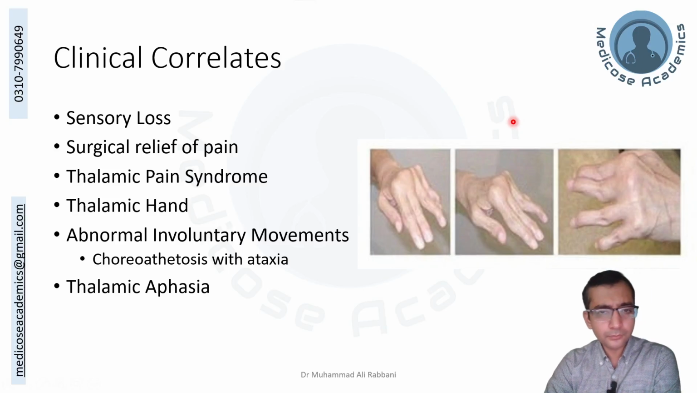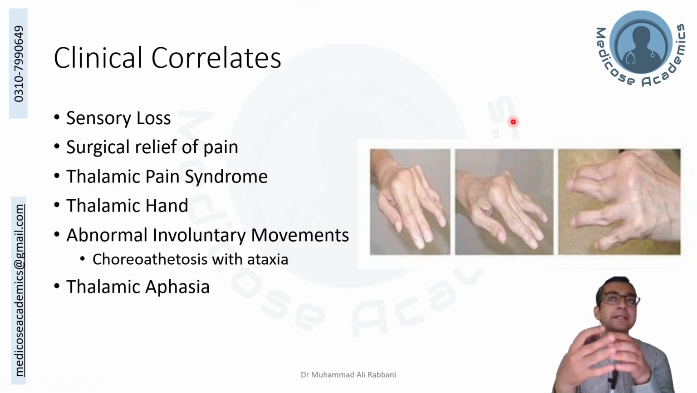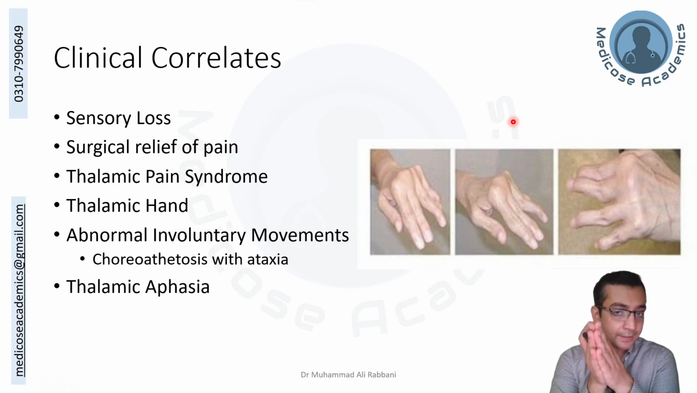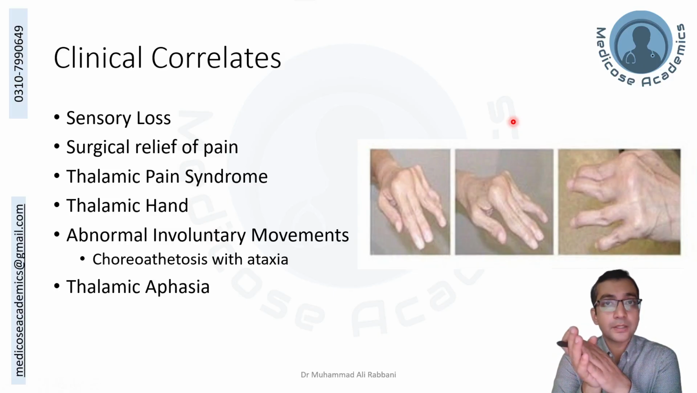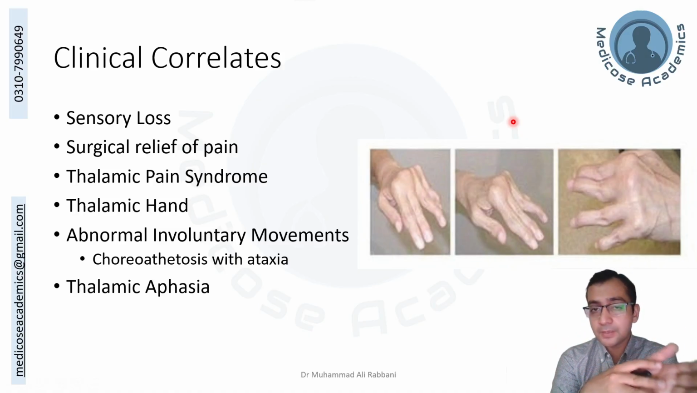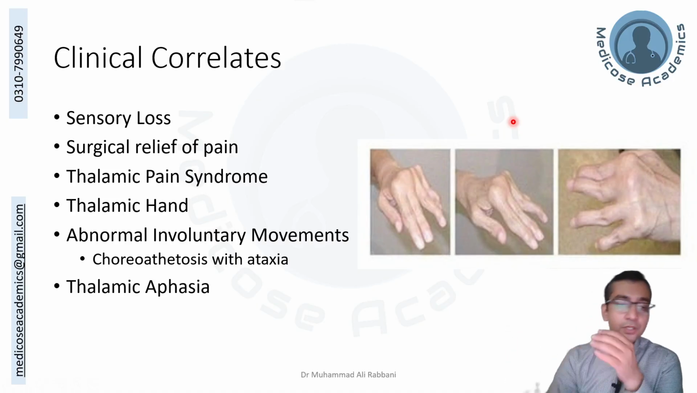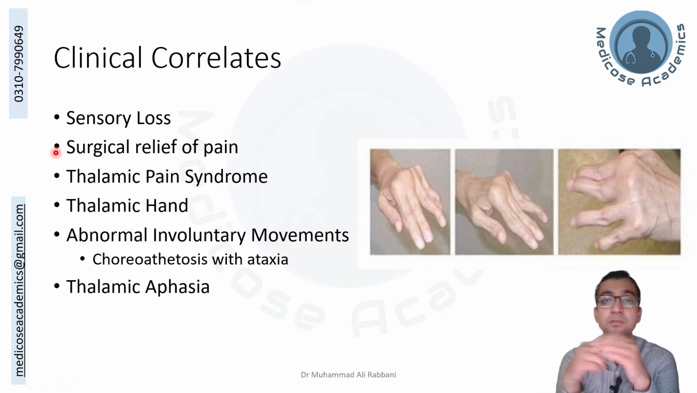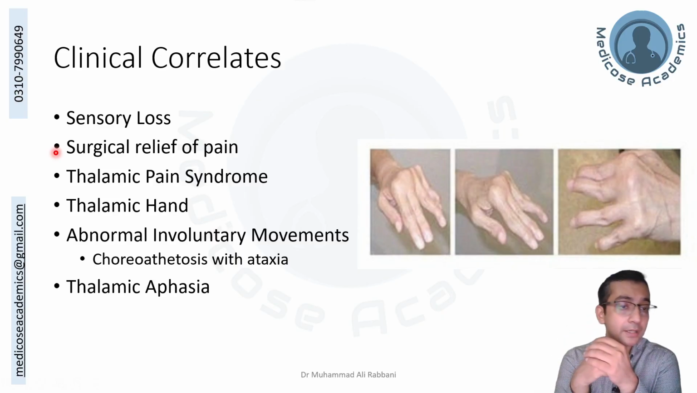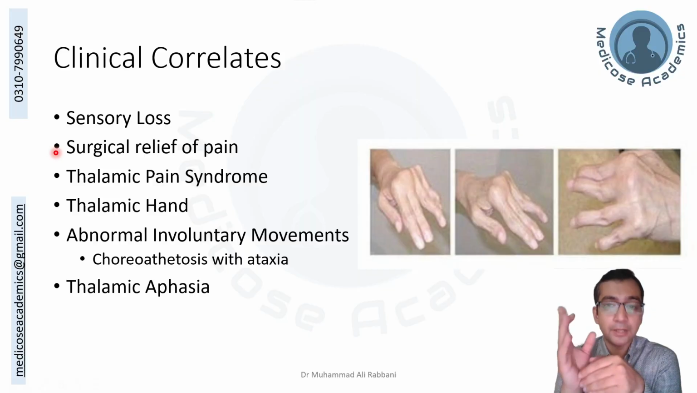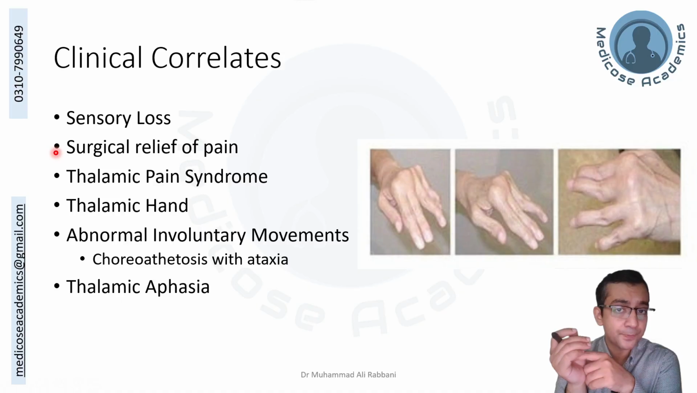That's about it. Clinical correlates: when there is a lesion of the thalamus, it leads to sensory losses, because all the sensations are relayed here. So if there is a lesion of the thalamus, there will be contralateral hemianesthesia in the beginning. This feature is used for the surgical relief of pain too. Sometimes part of the thalamic nuclei are damaged intentionally, so that the pain does not relay to the cerebral cortex, especially the intralaminar nuclei.